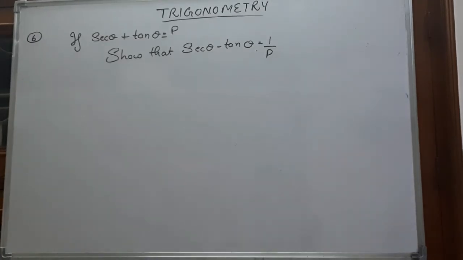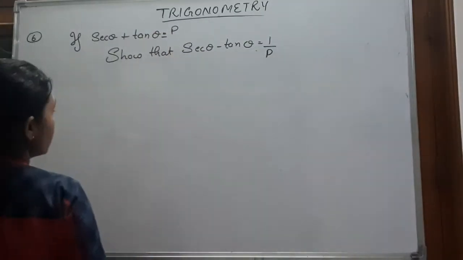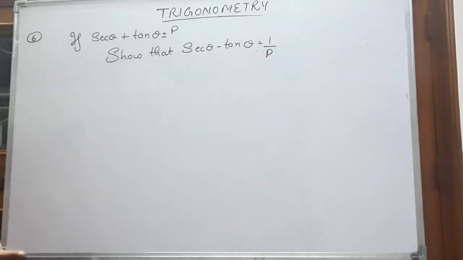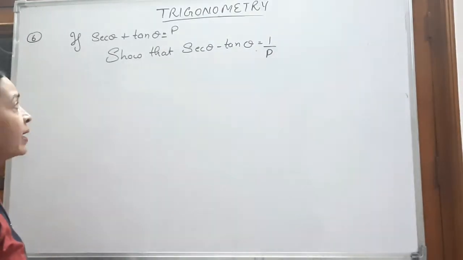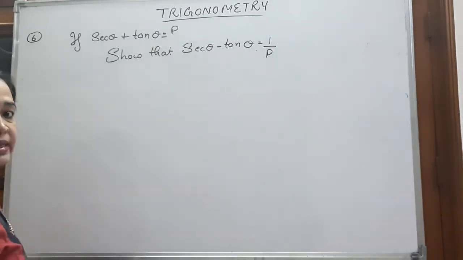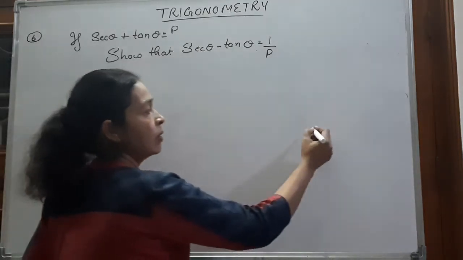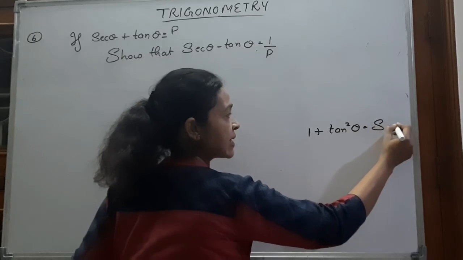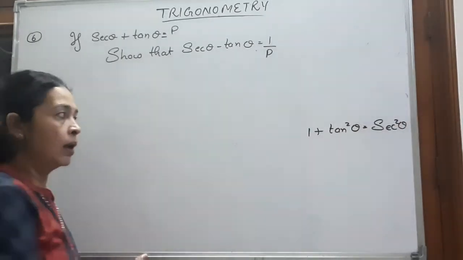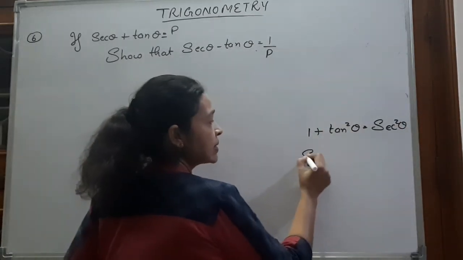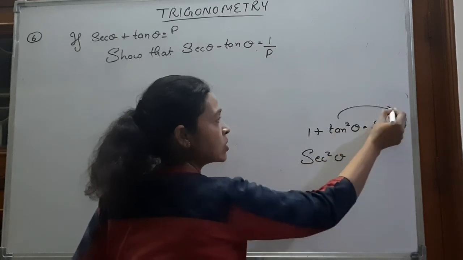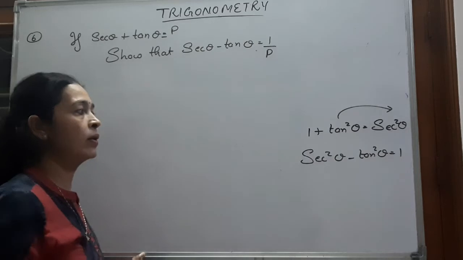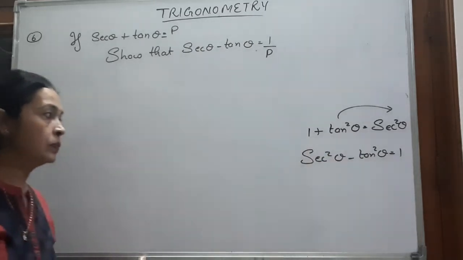If sec theta plus tan theta equals to p, we have to show that sec theta minus tan theta equals to 1 by p. Do we have any identity which contains both sec and tan? Yes. We have 1 plus tan square theta equals to sec square theta. And what is sec square theta? If we take tan square theta on the right hand side, what is left with us? 1.